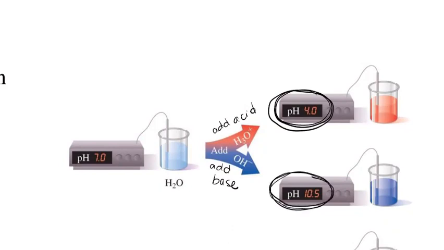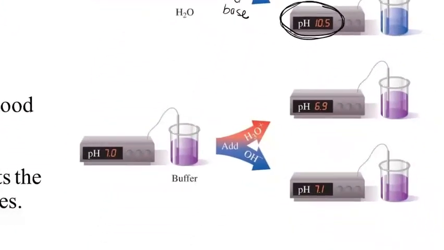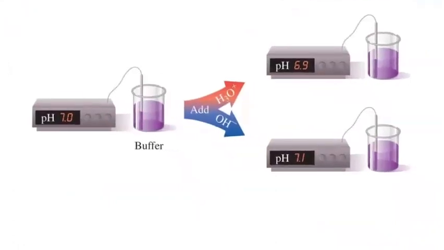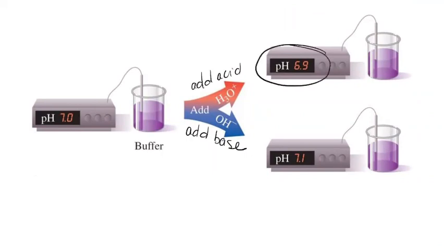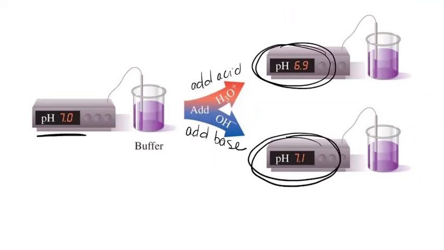Now, what if instead of having just pure water, we have a buffer solution? Well, in the case of a buffer solution, the chemicals that are present that will create that buffer solution, it doesn't matter if you add acid or if you add base, the buffer solution is going to permit that the pH is going to be retained very close to the initial pH of the solution, okay?